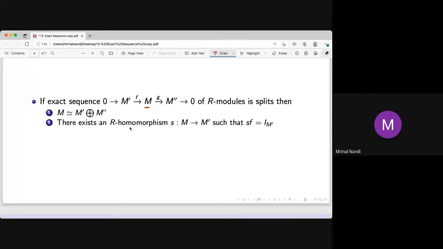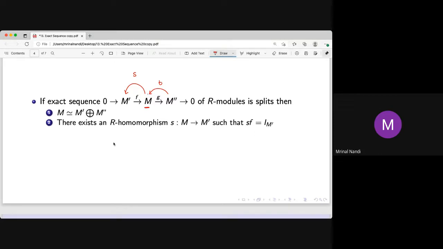And there exists an R-homomorphism S from M to M'. Then since it is split, we have a map here T, and not only that, we have a map here also, S, so that S composed with F is the identity on M'. So two things happen. Not only the splitting map, but one more inverse, actually a left inverse, such that S composed with F is the identity map on M'.